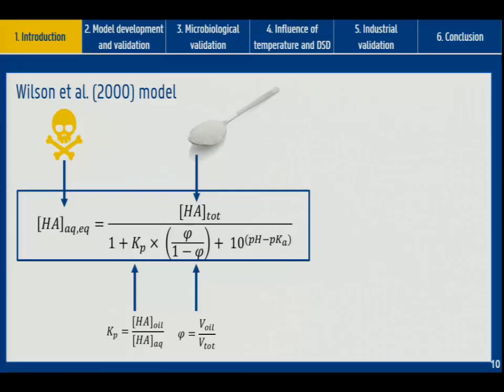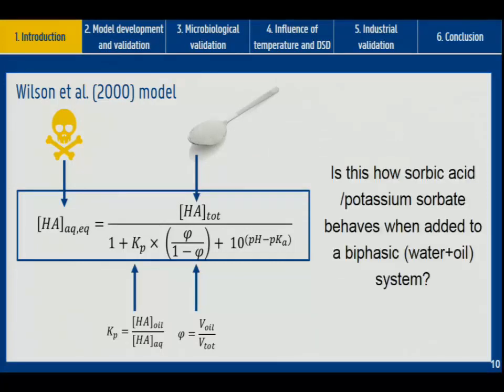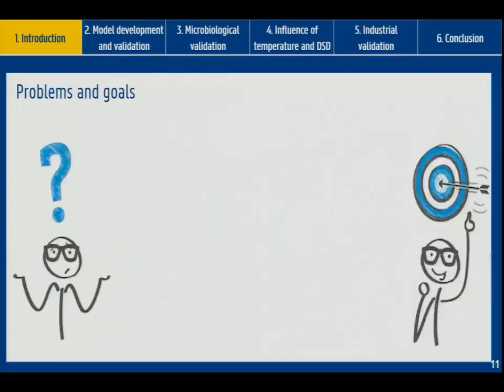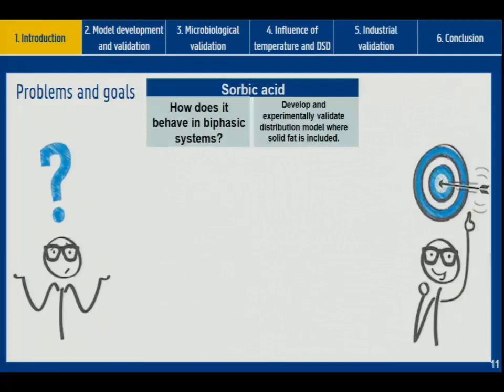So our question was, is this actually how sorbic acid or potassium sorbate behaves when added to a biphasic system? And with this, we come to our main problems and goals. The first one, regarding sorbic acid, how does it actually behave in biphasic systems? And we wanted to prove this by developing and experimentally validating a distribution model where solid fat is included.